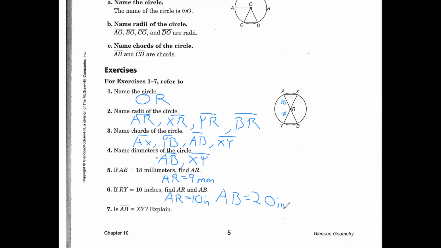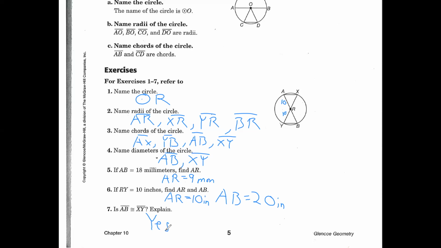Now, on 7, is AB congruent to XY? Segment AB is congruent to segment XY. Yes, because those two are both diameters, and diameters in the same circle must be the same length. If you want to put that whole explanation down, you can, but you understand they're both diameters. Right?